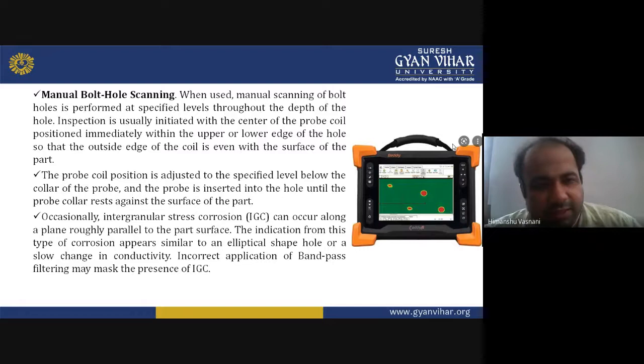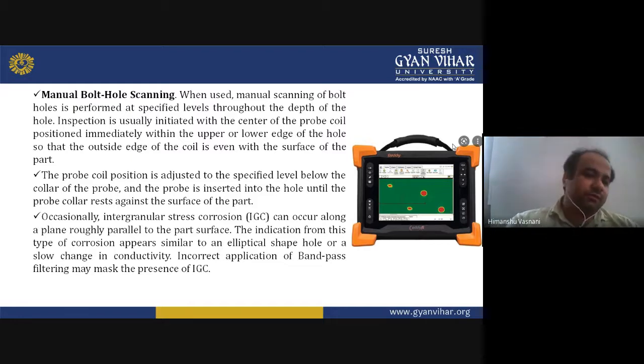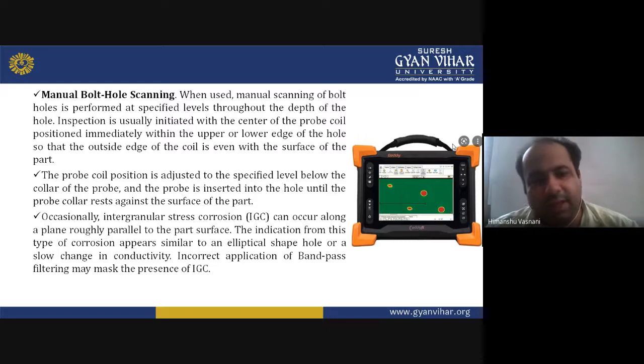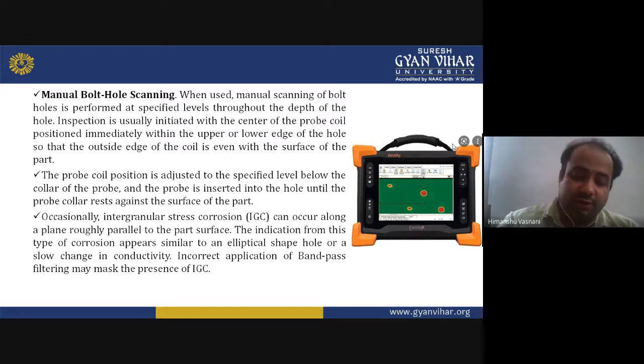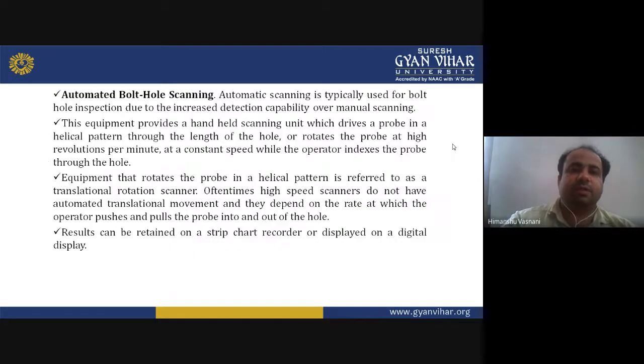The important thing is that the inspection is usually initiated with the center of the probe coil positioned immediately within the upper or lower edge of the hole, so that the outside edge of the coil is even with the surface of the part. In this way, you adjust the probe coil position and then do the scanning. Now, automated bolt hole scanning.